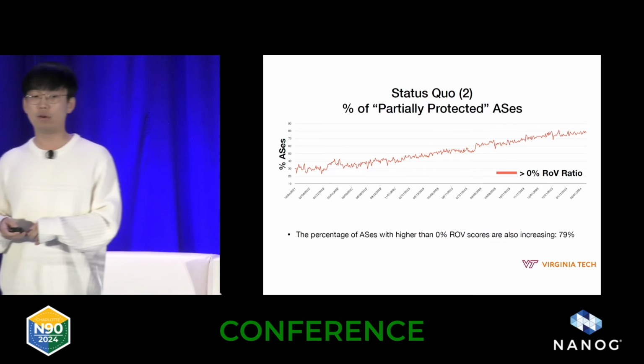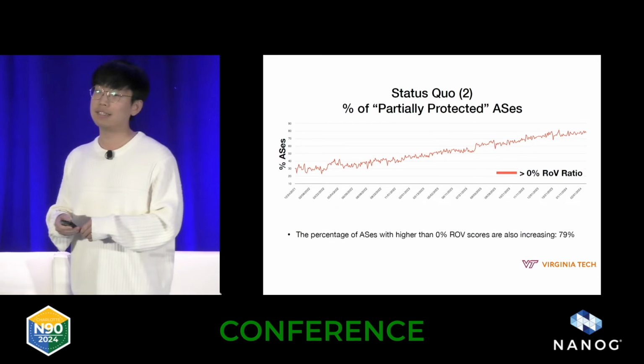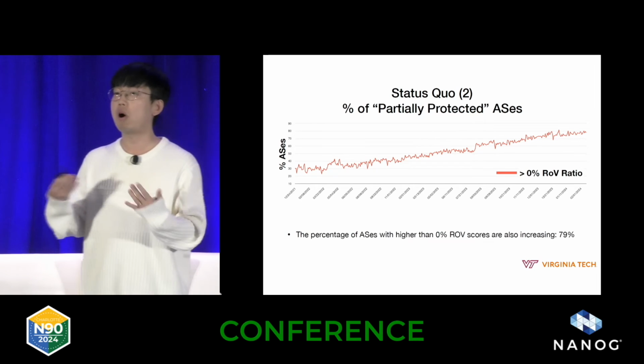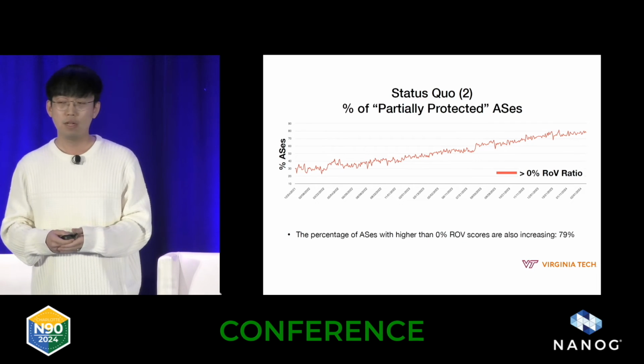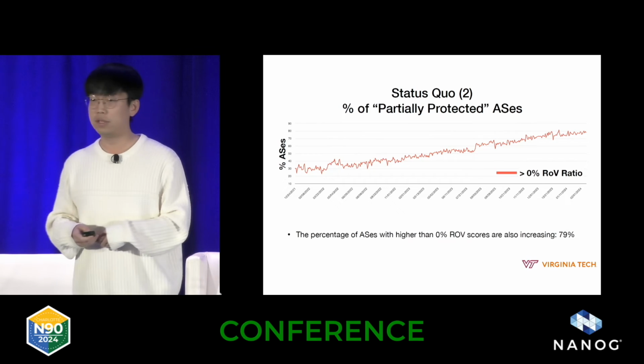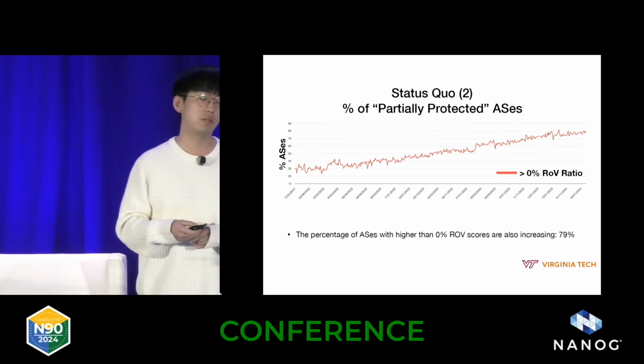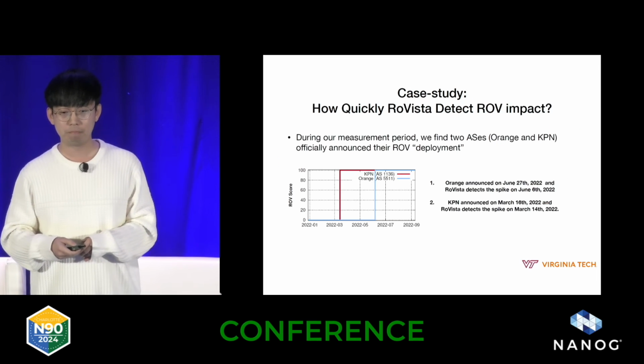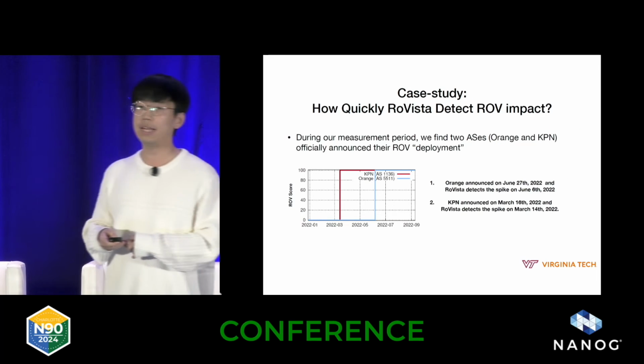Now this graph shows the percentage of ASes with an ROV score bigger than 0, which means partially protected. And we can tell the percentage of ASes with such a ratio is over 79%. So let's look at 2 case studies.